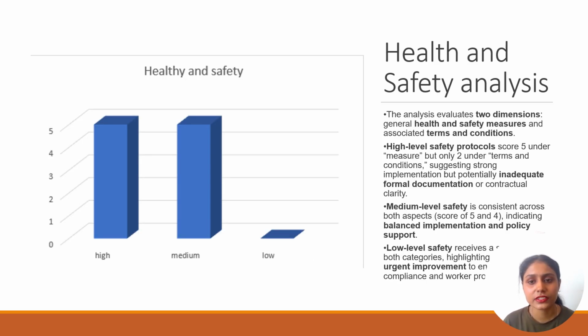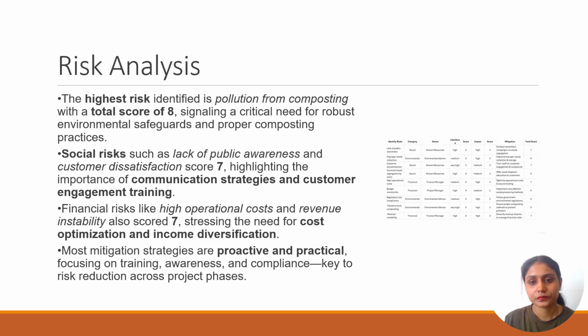The next slide is health and safety analysis. The analysis evaluates two dimensions: general health and safety measures and the associated terms and conditions. High level safety protocol scored 5, but only 2 under terms and conditions, suggesting strong implementation but potentially lacking formal documentation or clarity. Medium level safety is consistent across both aspects, with scores of 4 and 5, indicating balanced implementation and policy support. And last one is low level safety. And my next slide is risk analysis.